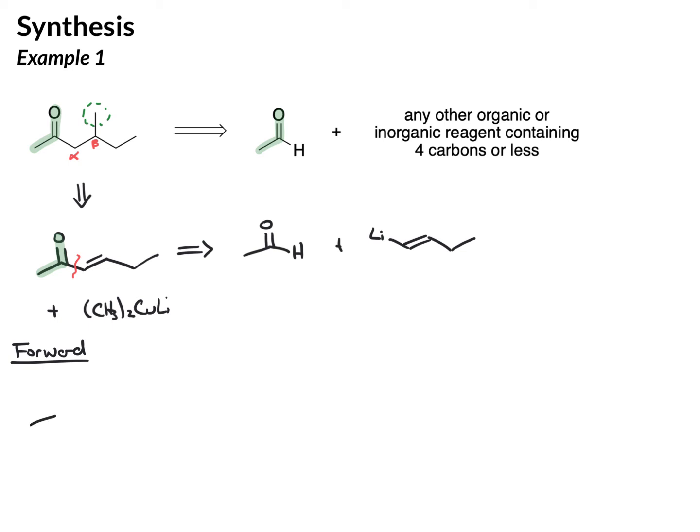So start with the aldehyde. We add our organolithium compound followed by acid. What do we get? We get an alcohol. So this is why it's a good idea to do it in the forward direction.